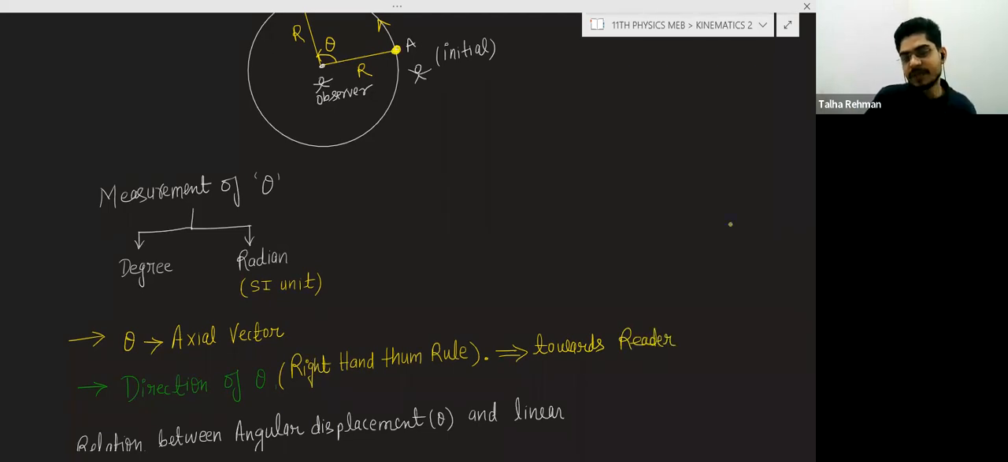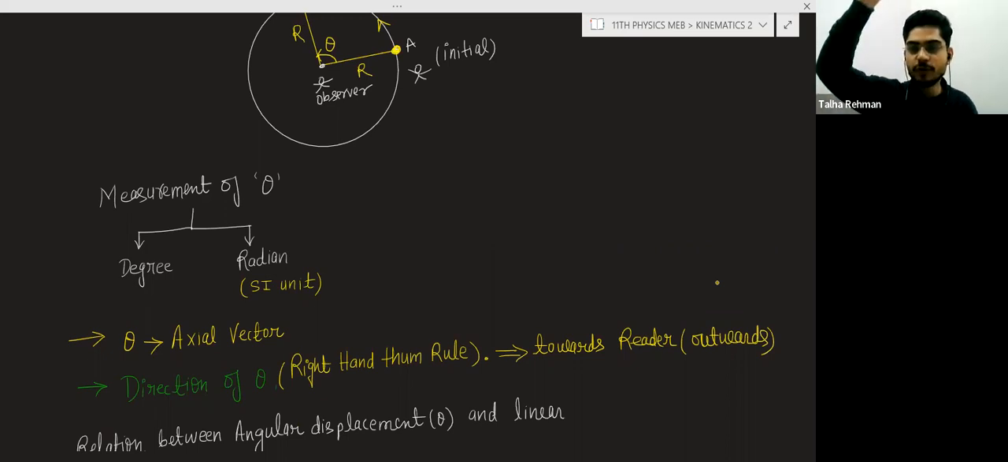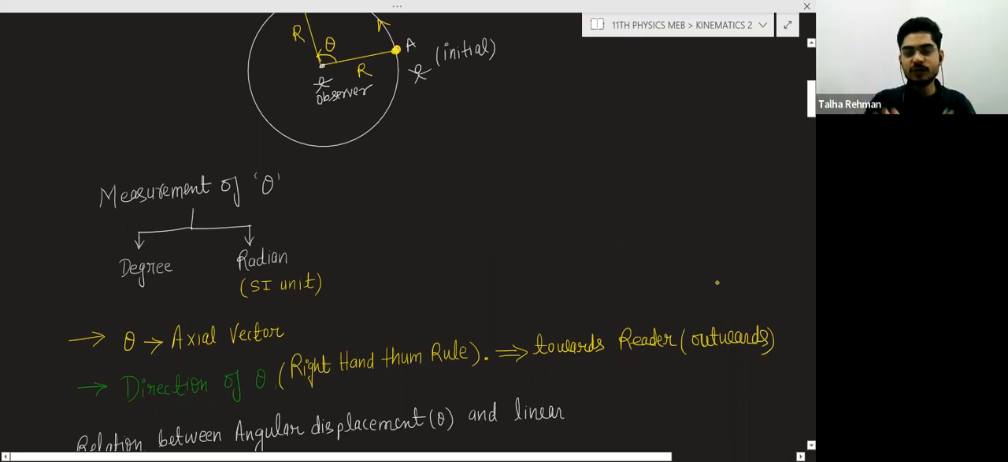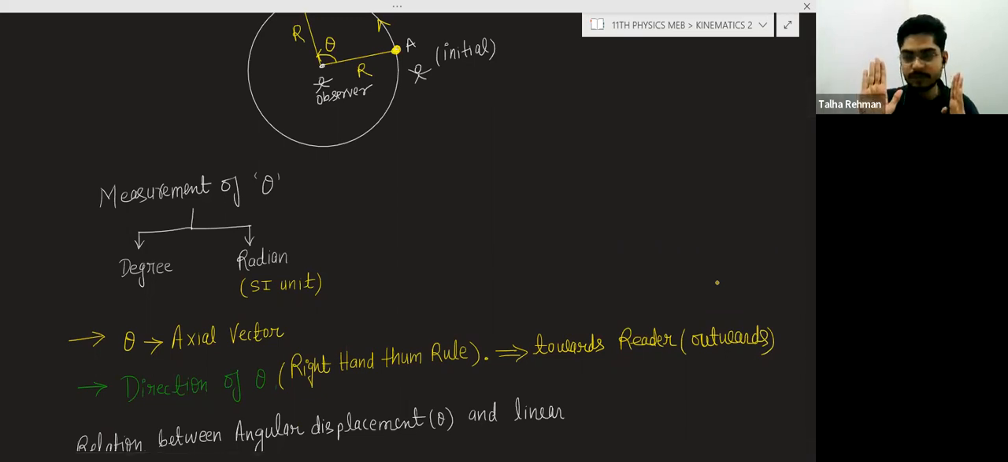Sometimes we say this direction is the outward direction. Outward means something is coming out of your screen, out of your copy. If you are finding the direction on your copy, there will be a direction out of your copy. If you are finding the direction on your laptop, you can say out of your screen. Clear, Hiba?